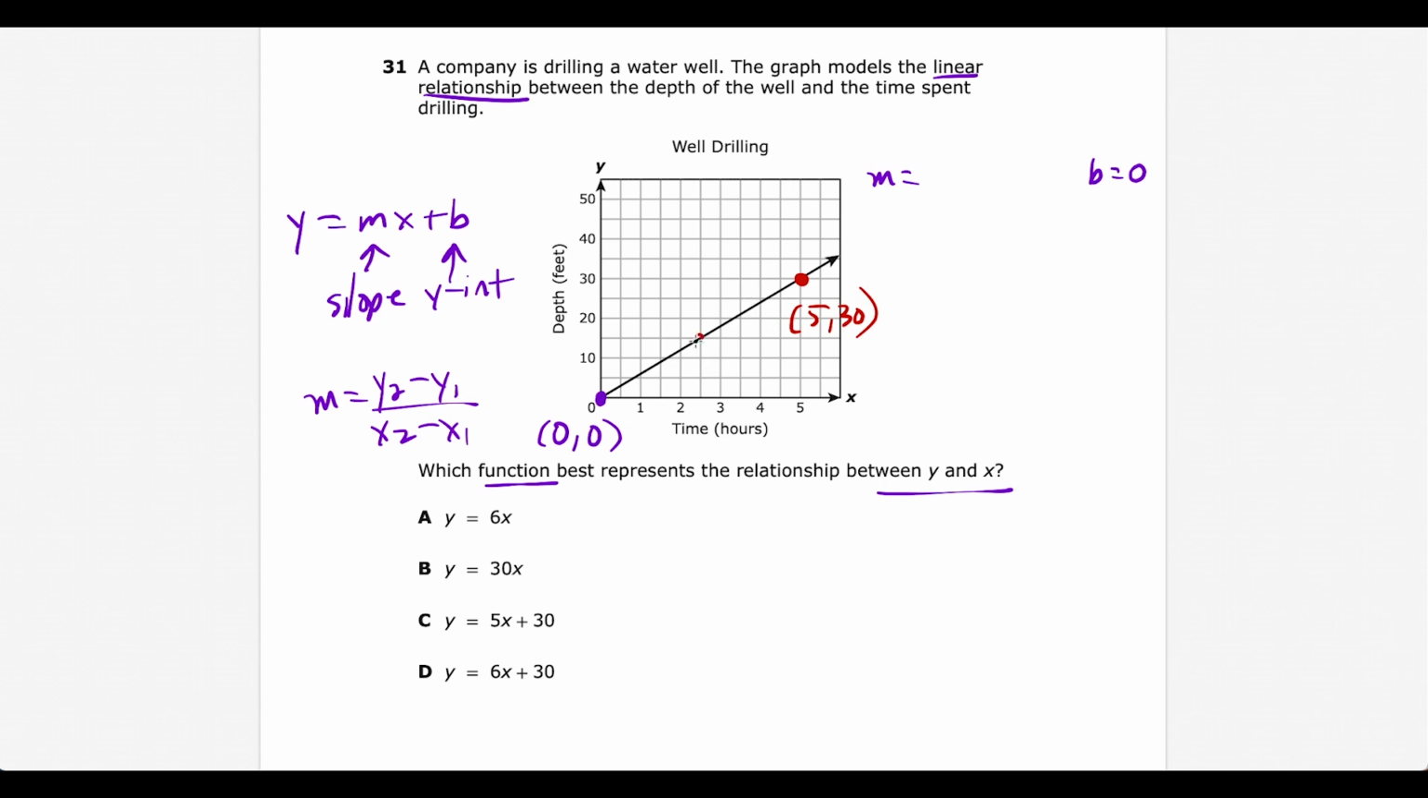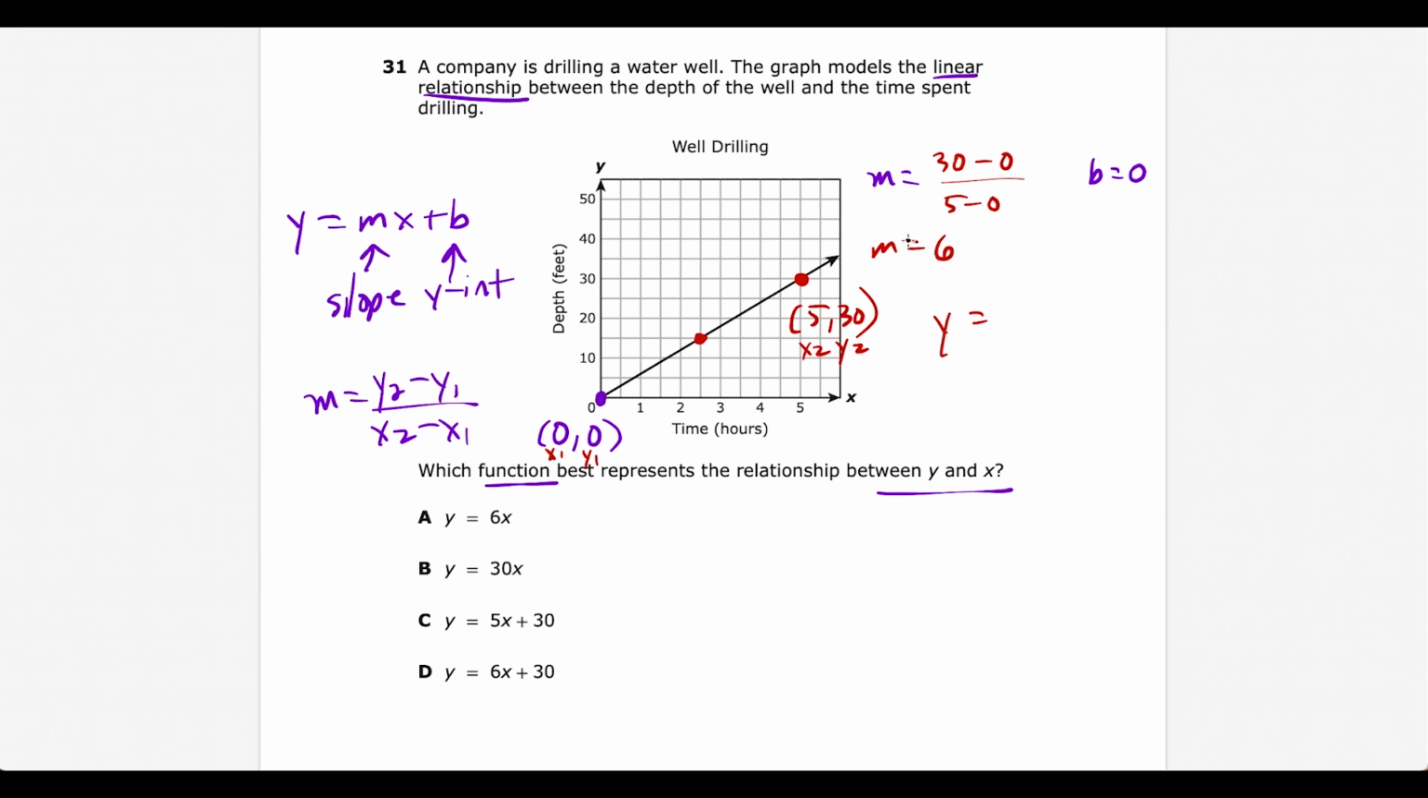Let's say we're over here at the point 2.5 comma 15. So I would rather use this point. So now I'm going to call this x1, y1, and I'm going to call this point over here x2, y2. So now for the slope, we just use the formula. We're going to do 30 minus 0 divided by 5 minus 0. And now this is going to work out to 30 divided by 5, which is 6.